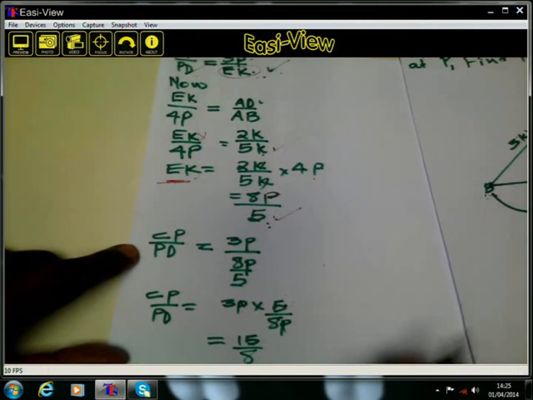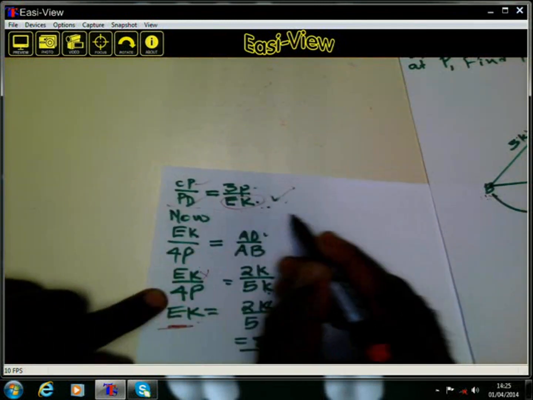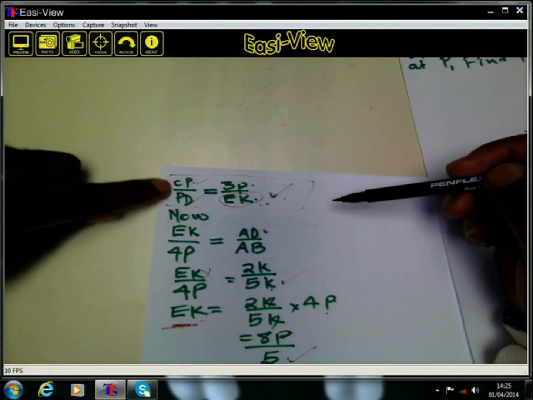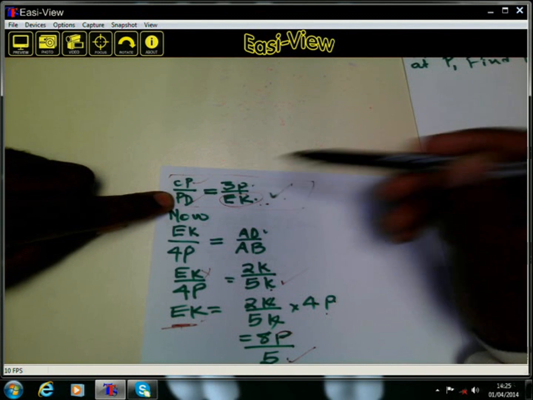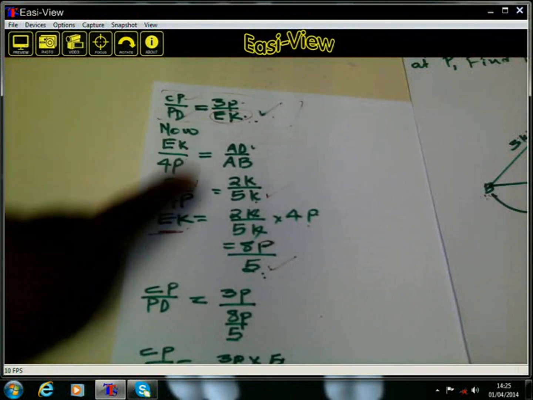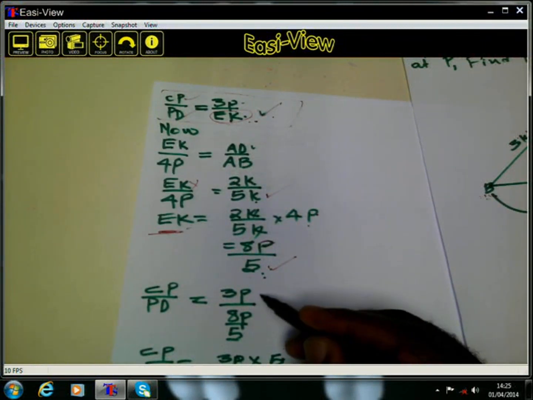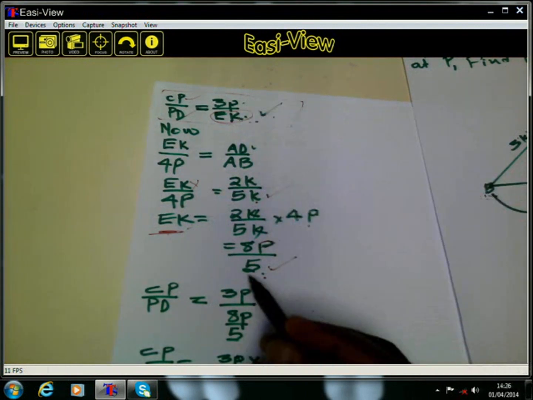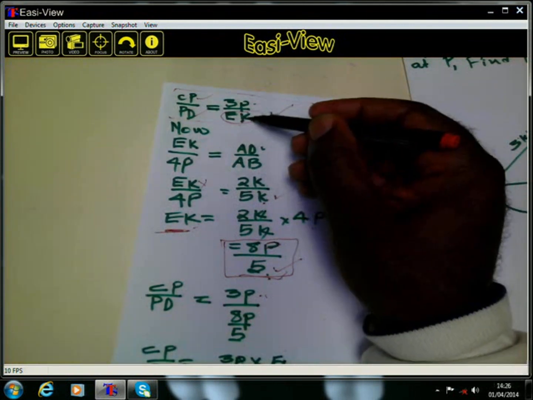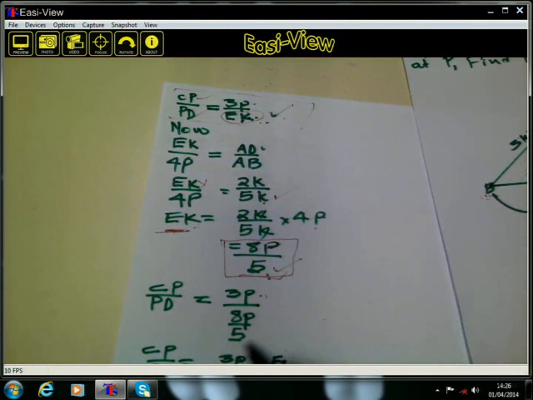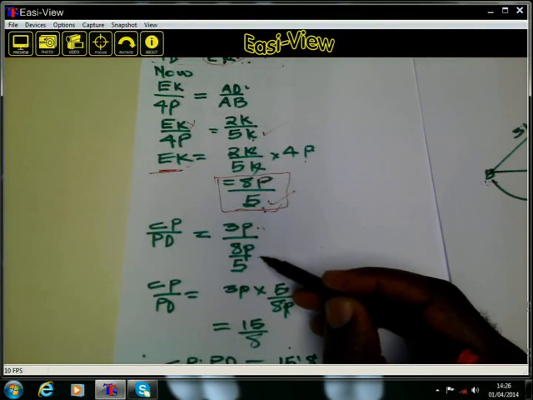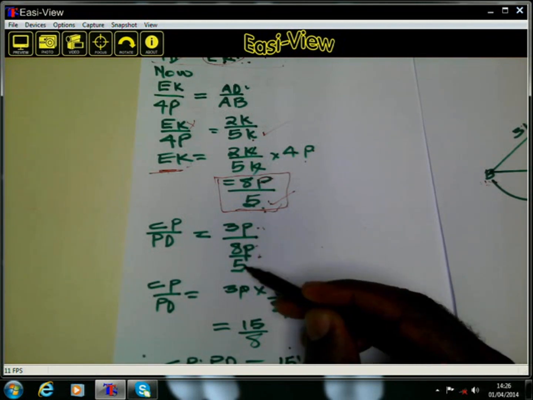Fine. But we still have that hanging. When we started, we said CP over PD must be equal to 3p over EK. And now that we have determined the value of EK, we can substitute the EK with this value. Where EK appears in the first equation, it will be substituted, and that is the simplest substitution, because I know that EK can be defined by 8p over 5.